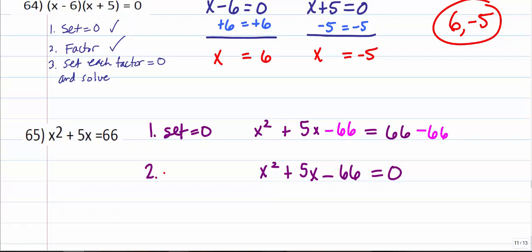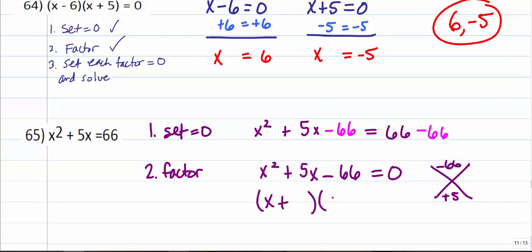So the second thing I'm going to do is factor. So now I'm going to think about what we just did on those other problems. And on this one, there's no GCF, and that's a trinomial with 1x squared. That's what tells me that I'm looking for two numbers that multiply to negative 66 and add up to 5. And so those two numbers are going to be 11 and negative 6.